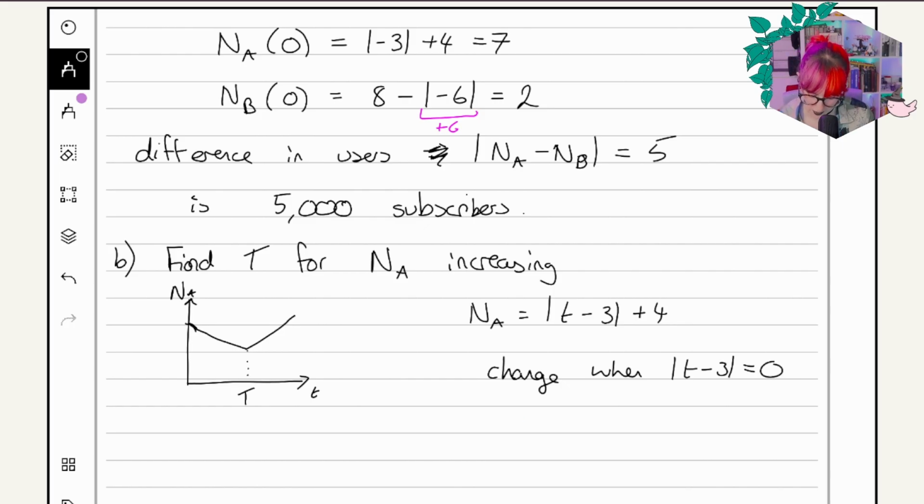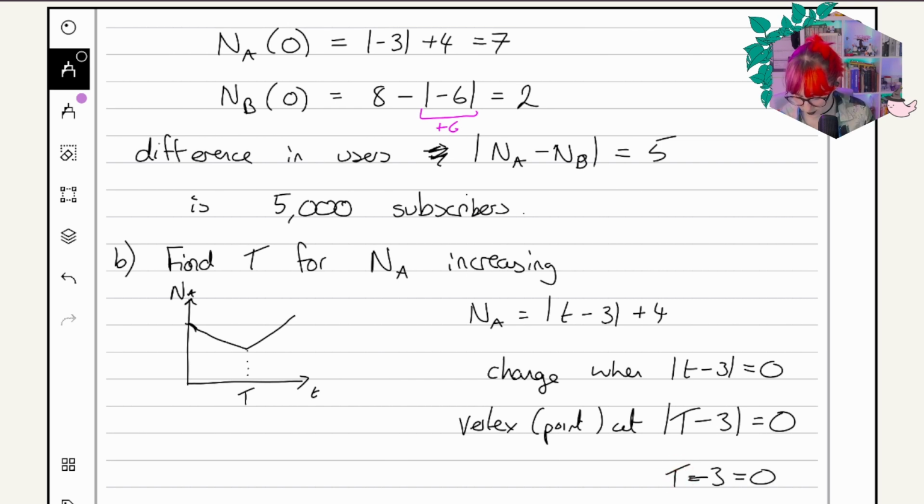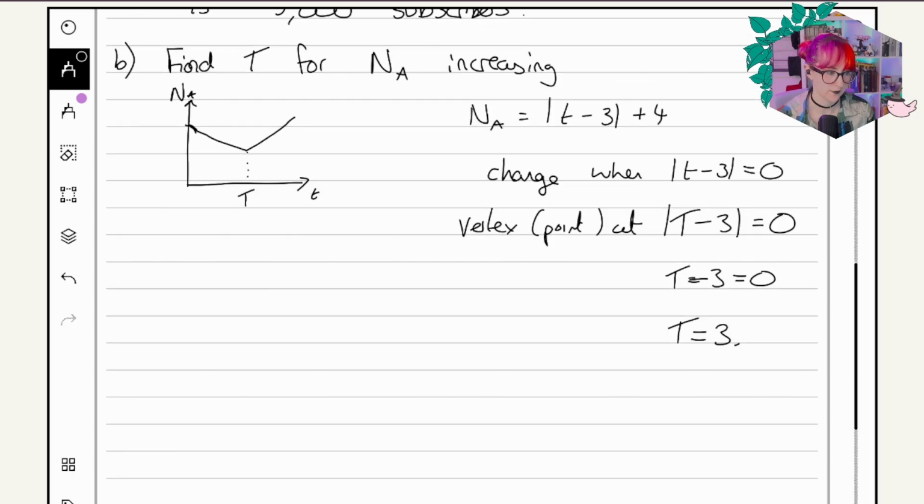When T minus 3 is equal to 0. So the vertex for the point is when the absolute value of T minus 3 is equal to 0, which happens when T minus 3 is equal to 0. So T is equal to 3. So when T was equal to 3, A started increasing. Because then once T is bigger than 3, once T is equal to 4 here, this T minus 3 becomes positive again, and then it starts adding. And then as T gets bigger, it gets bigger and bigger.